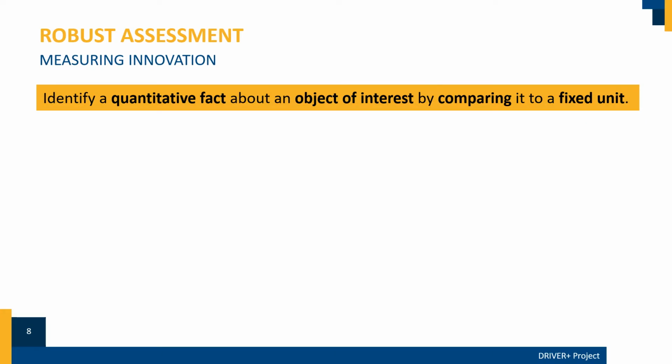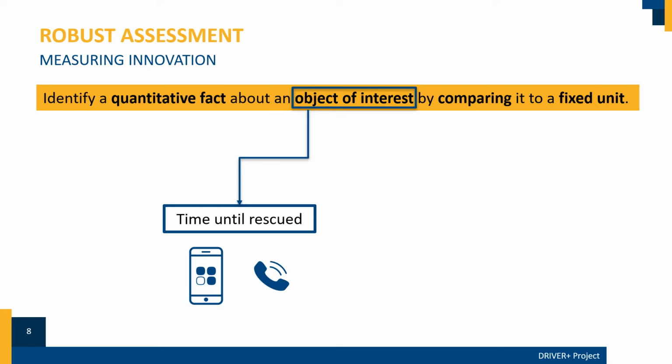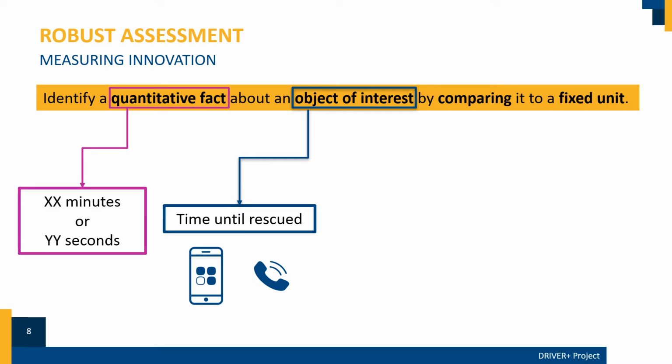Now let's try to find an example that is more related to crisis management. Suppose you work for the ambulance service. Someone who has had a car accident is trying to reach you because he needs medical help. Unfortunately, the person in need cannot describe his current location clearly. So the object of interest might be the time until he is found and rescued, either using your standard way of communicating, the 112 call, or using an innovative app that automatically tells the current location via GPS and further needed information on the person in need. But anyhow, the quantitative fact would be defined in minutes and seconds, preferably not in hours.